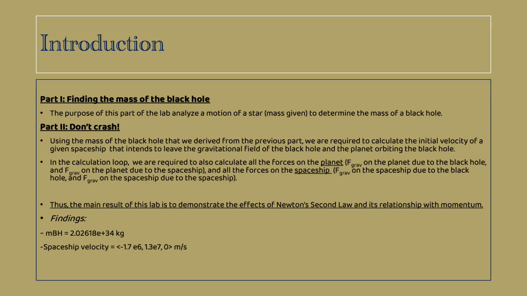So, the purpose of this lab, and we have two parts here. The first one is finding the mass of the black hole, and we analyze the motion of a star where the mass is given to determine the mass of a black hole. The second part is to use the mass of the black hole that we derived from the previous part to calculate the initial velocity of a given spaceship that intends to leave the gravitational field of the black hole and the planet orbiting the black hole.